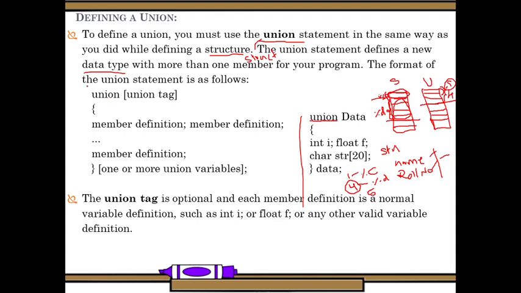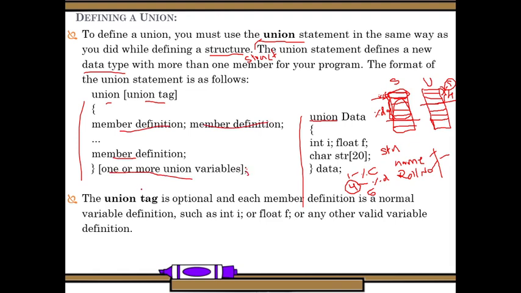The format of the union statement is as follows. This is the format, that is, the general syntax. The union tag is nothing but user defined. Then the member definitions, the list of members you are using. Then variables: one or more variables can be declared. As in a structure, you should use a semicolon also.